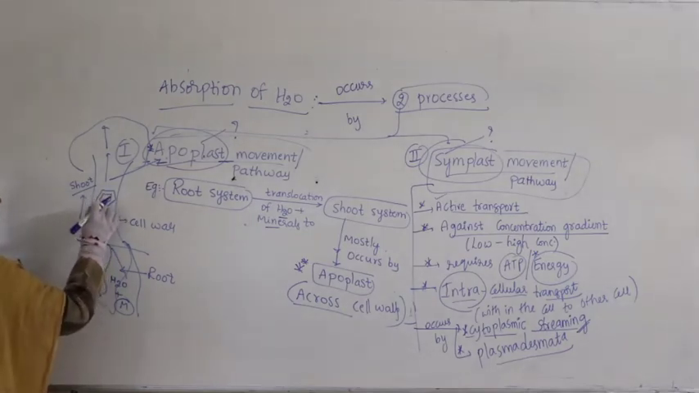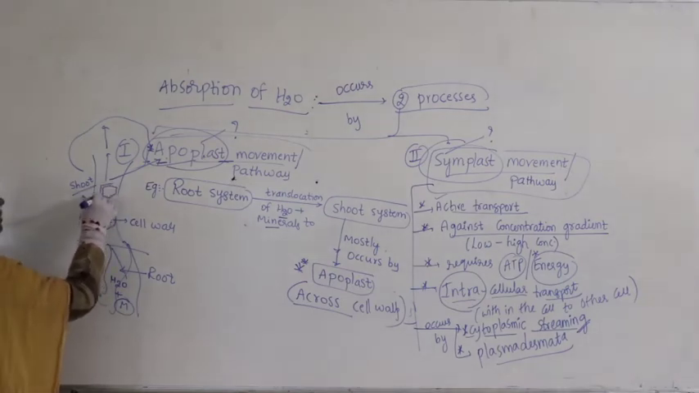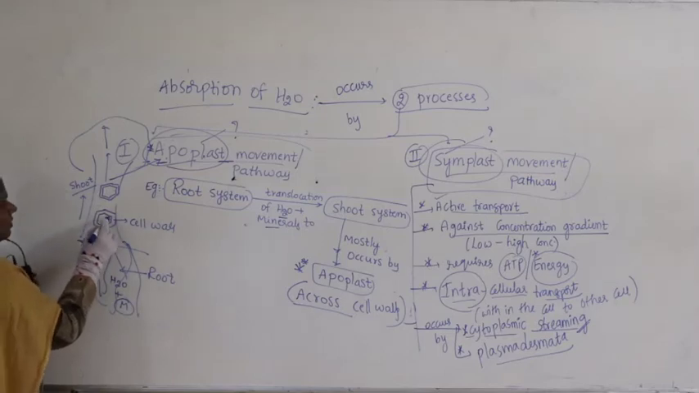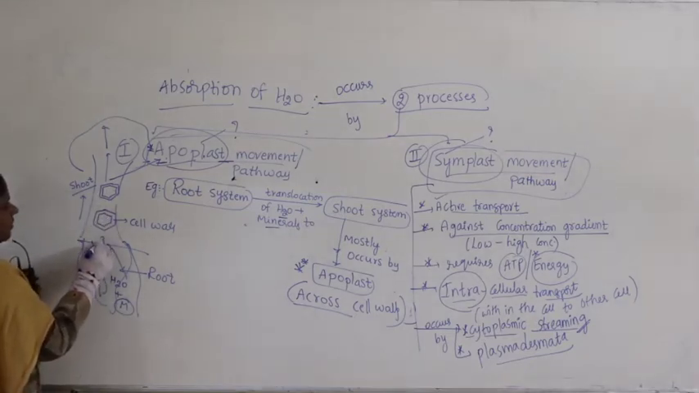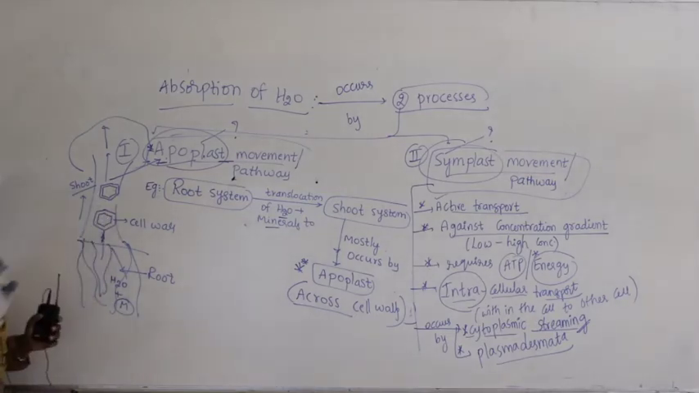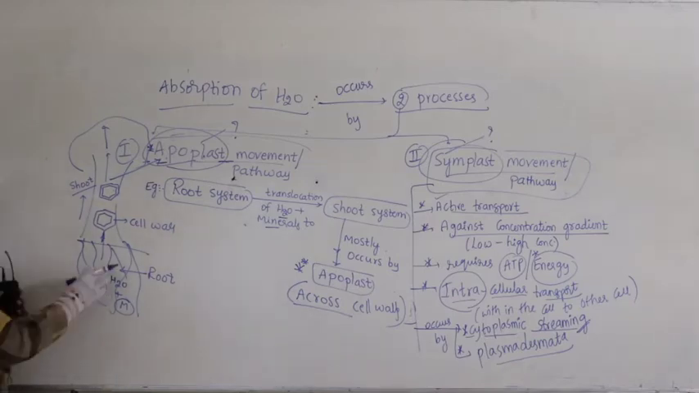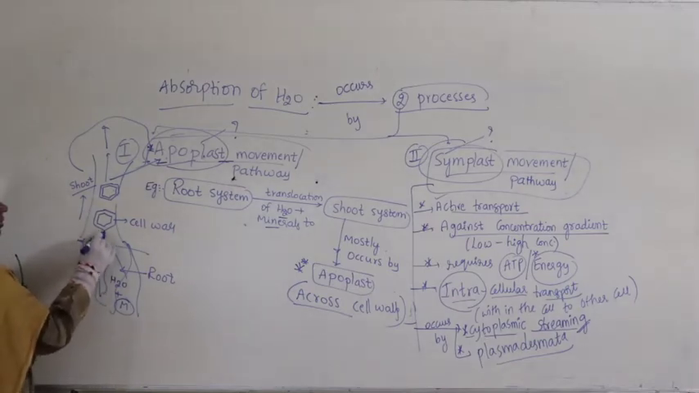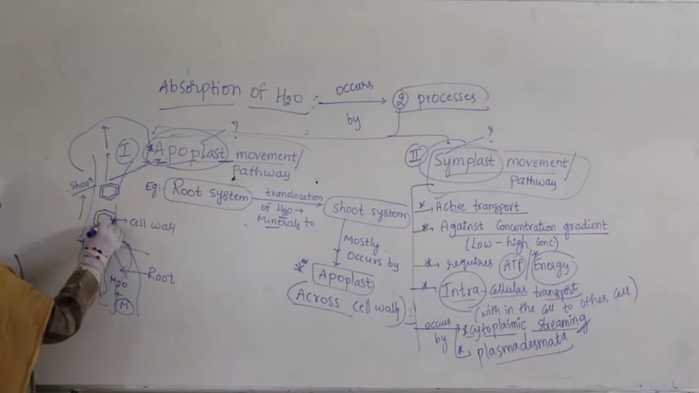If you take one cell to another cell, there is some intercellular space. This is the cell wall. For example, let us listen carefully. From the root, water is coming. When the water comes from the root, it moves across the cell wall and comes out.